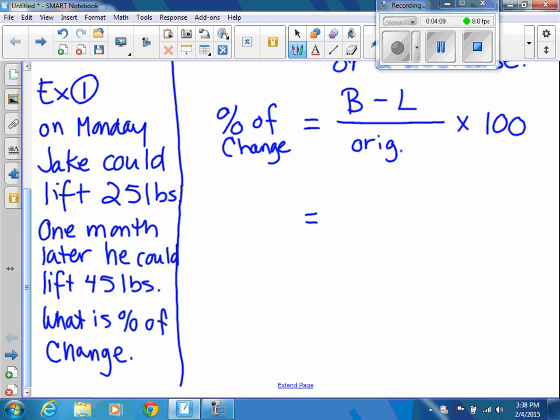When I look at my question, it says, on Monday, Jake could lift 25 pounds. One month later, he could lift 45 pounds. Which one is my big number? Hopefully you said 45. My little number then is 25. And what is the original number? The original number is what he could first do, the first number they talk about. Monday, he could lift 25 pounds. So 25 pounds is my original number. Remember, once I do this math, I do the subtraction, divide by 25, then I'm going to multiply by 100.